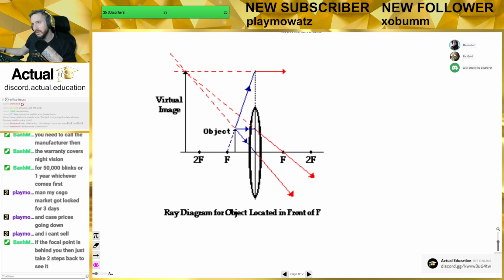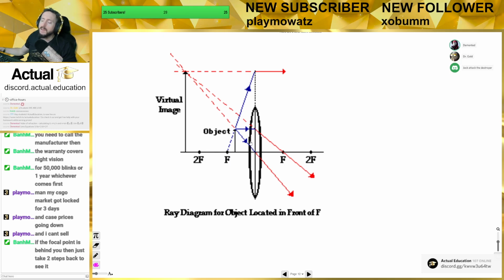Wouldn't it go the opposite direction from the correct line? Like if it goes this way, it goes this way. But why are they doing this then? Oh, to meet up with the normal line, the one that's going through the middle. Oh, this is like the centered virtual image. Yeah, it's virtual. That's what it is.